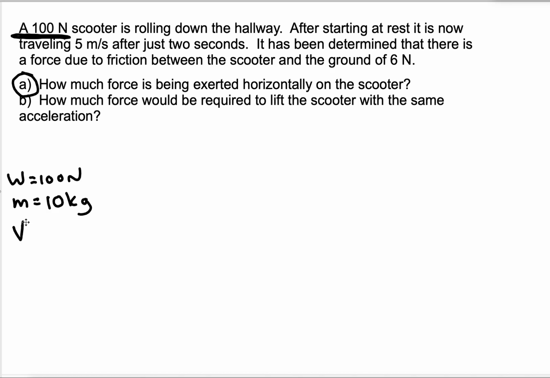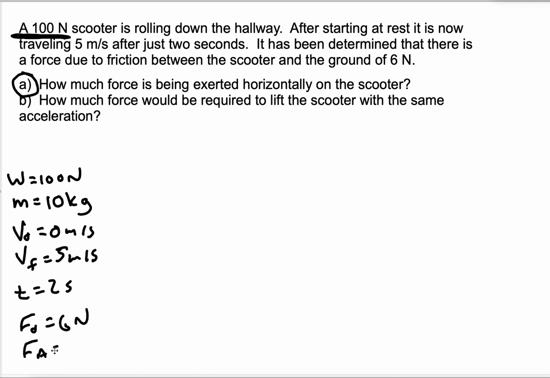All right, now this scooter, it says it's starting at rest. So its original velocity is 0 meters per second. Then it says that its final velocity is 5 meters per second. Oh, did I write per second squared? I just meant per second. Sorry about that. And it's traveling just 2 seconds worth of time. Now the force of friction, which will be our opposing force, that'll be 6 newtons. I want to know what is the applied force.